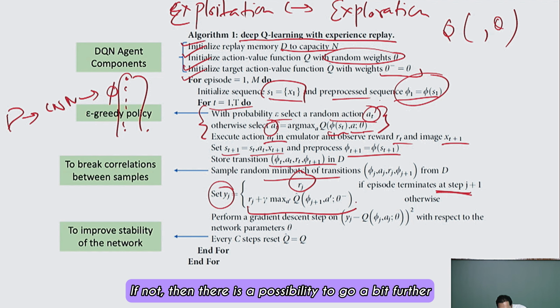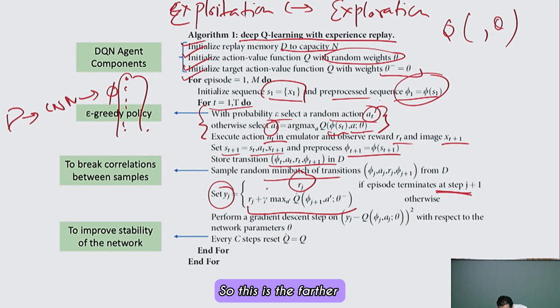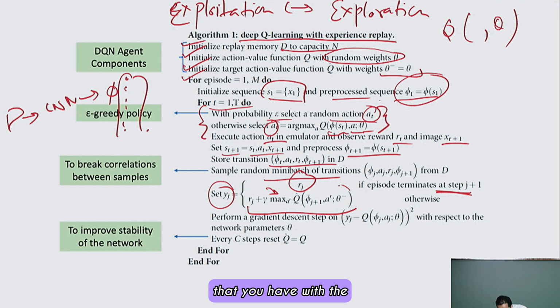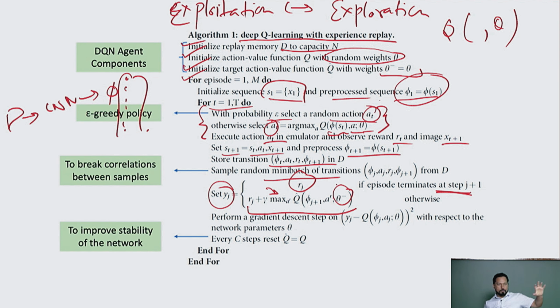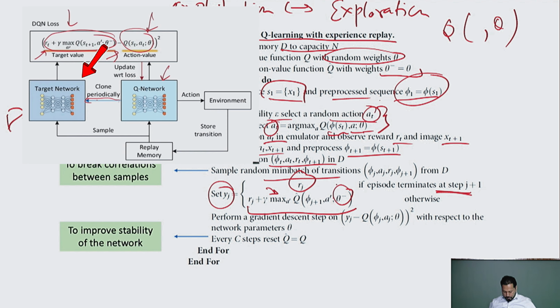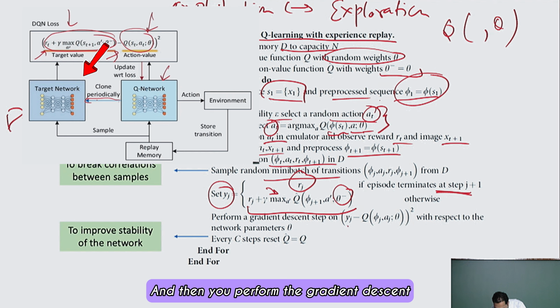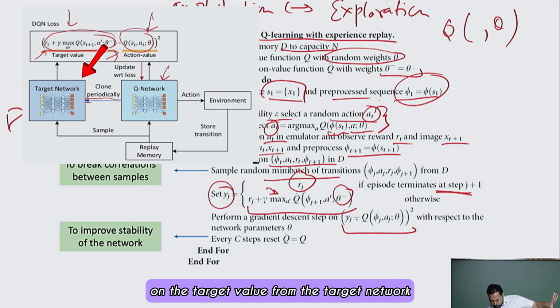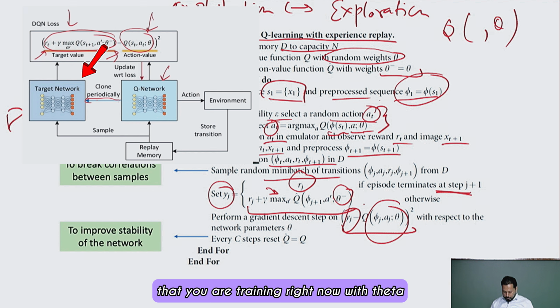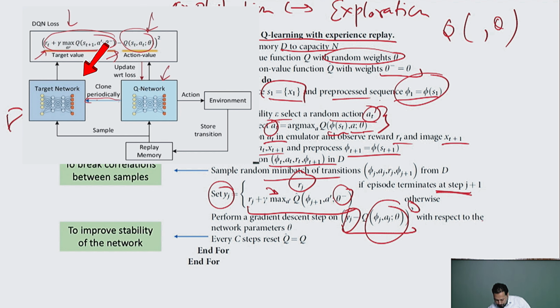If not, then there is a possibility to go a bit further. So this is the further part: r_j plus the remaining cost approximation that you have with the target network. The target network has this theta minus value stored there, and then you perform gradient descent on the target value from the target network, and this is the network that you are training right now with theta. This is the squared loss with respect to the parameter theta. So you do gradient descent and so on, and you get exactly the update rule that we saw before.